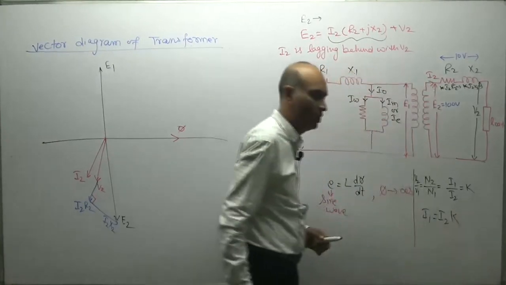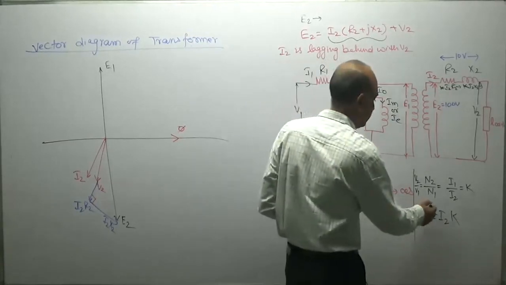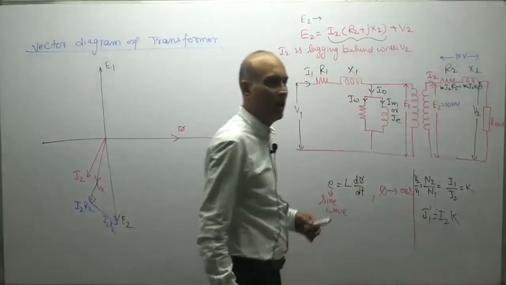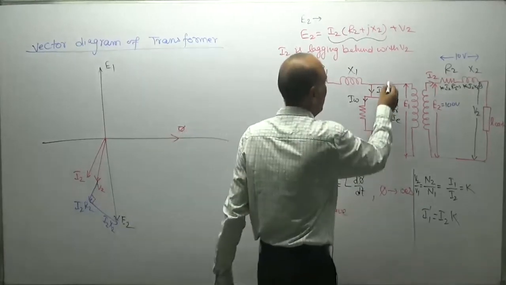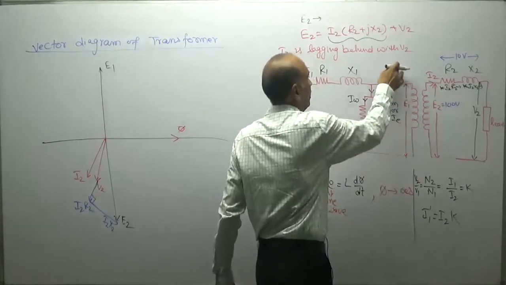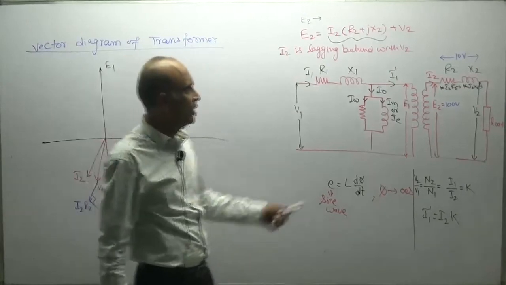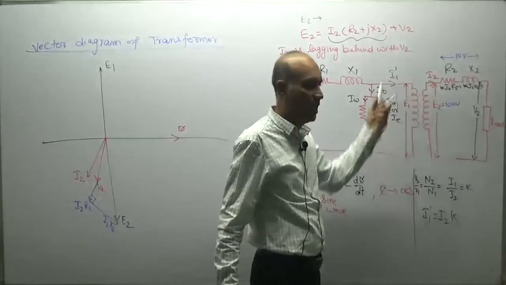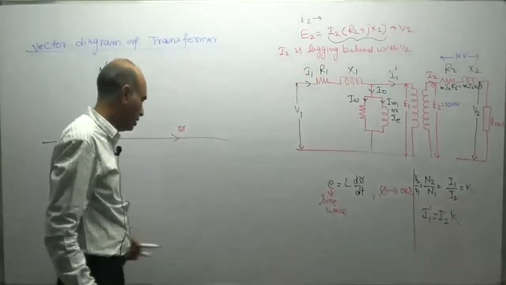It is the value of I1, but we will write it as I1 dash. Why I1 dash? You will see it later on. So it is the current I1 dash. It is the current I2 and it is the current I1 dash. With this current ratio, I1 dash can be calculated.